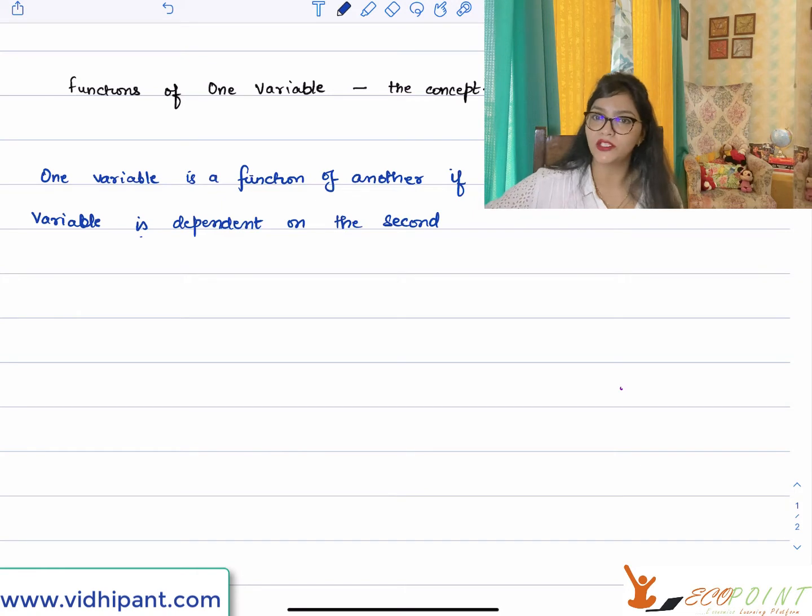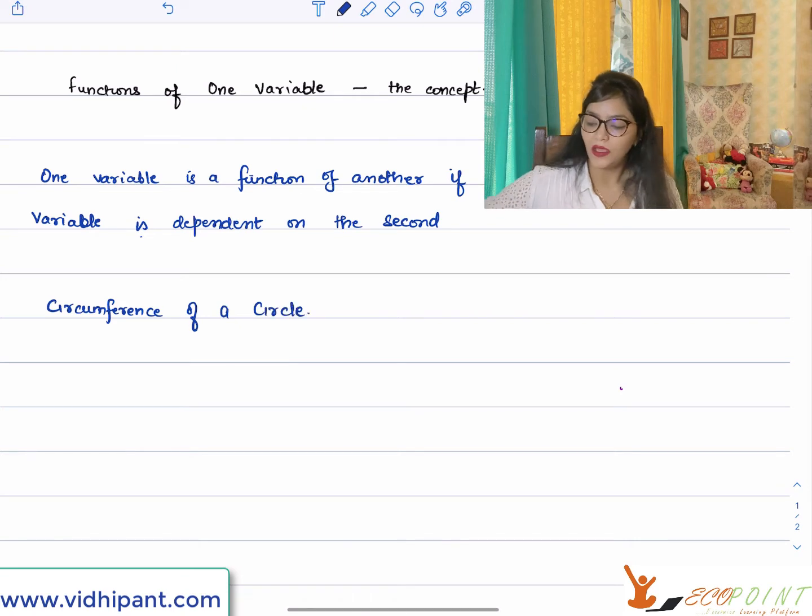But let's take an example and try to understand what could be called a function. Suppose we talk about the circumference of a circle. We know that the circumference of a circle is 2 pi r, where pi is a fixed value. Pi, we all know, is 3.14 and so on, a decimal that never ends.